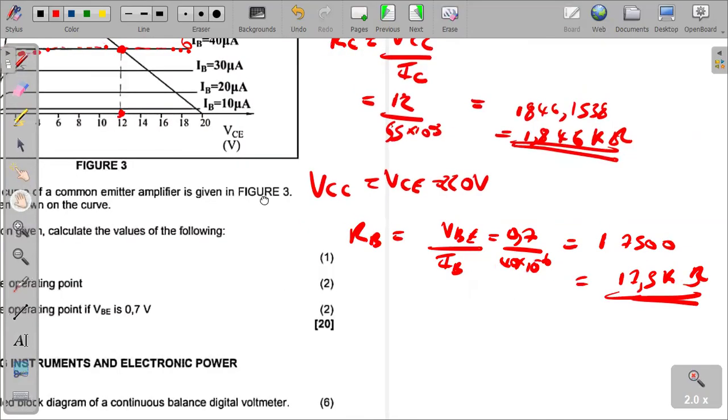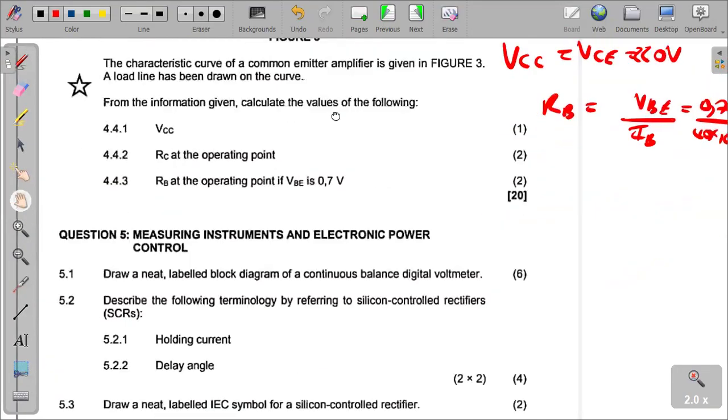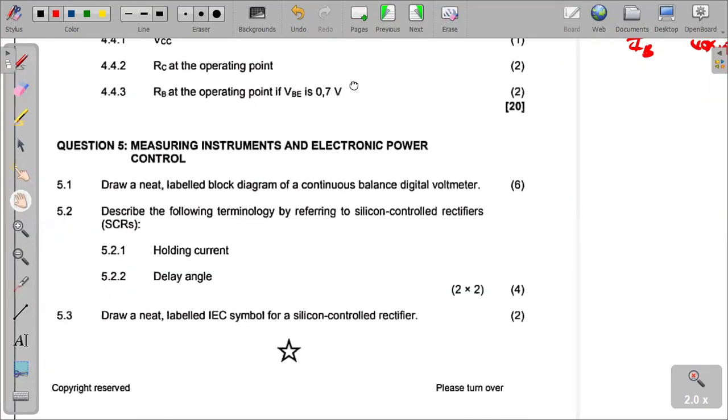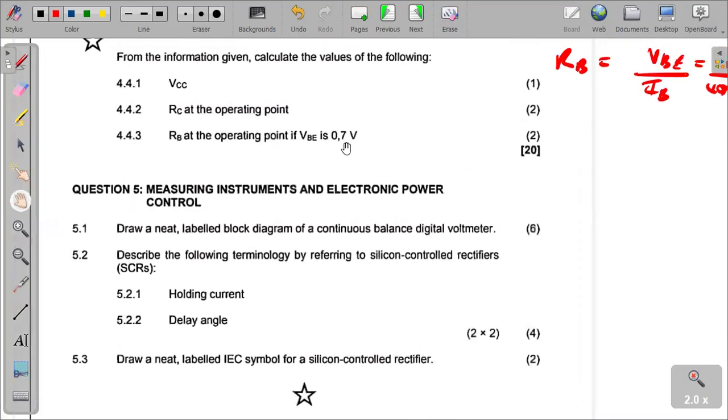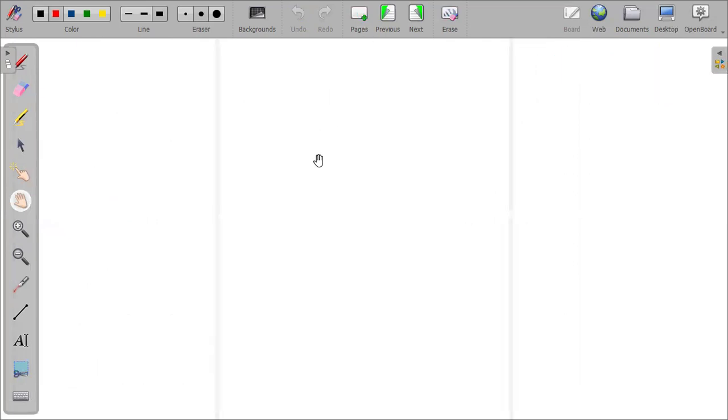And let's quickly go to the next question. The next question is on measuring instruments. It's saying draw a neat labeled block diagram of a continuous balance digital voltmeter. So I will quickly draw it here. Number one, I'll start with the comparator right at this point. So I'll indicate it here. Apparently, that's our comparator there. So we'll label it comparator.